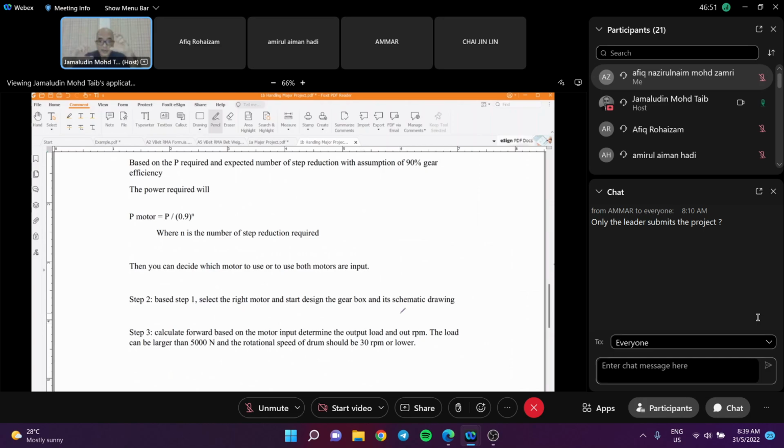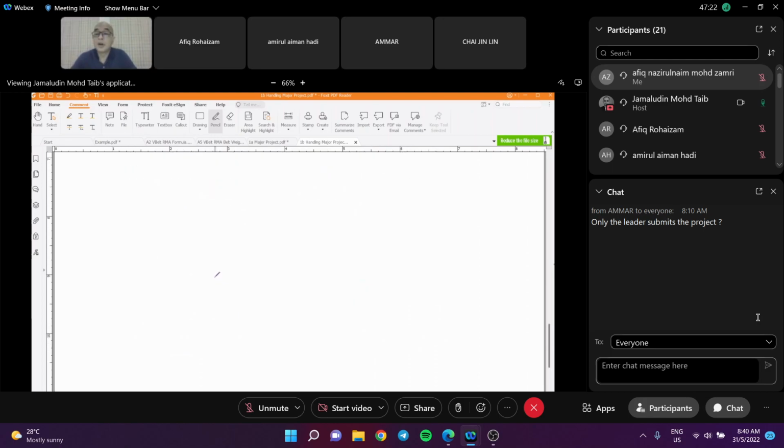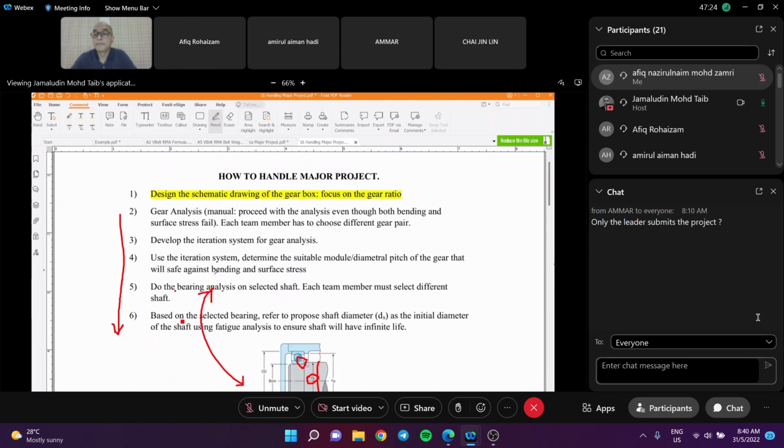Then you have the ratios and so on. Then step 3, you have the input motors, you have the ratio, and you forward the calculation, and you can finalize the load. You can find what the load is and what the speed is. The speed should be lower than 30 RPM, and the load should be larger than 5,000. It can be larger because it's roughly the safety factor. I think that's about it on the major project.